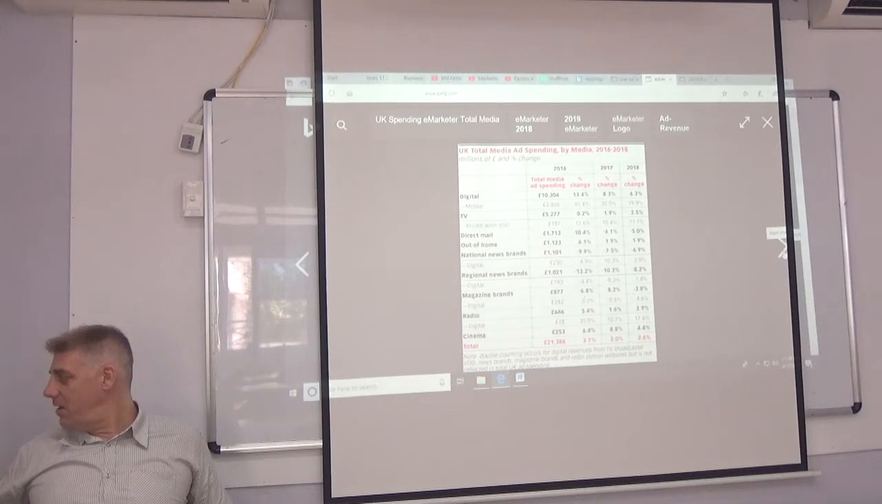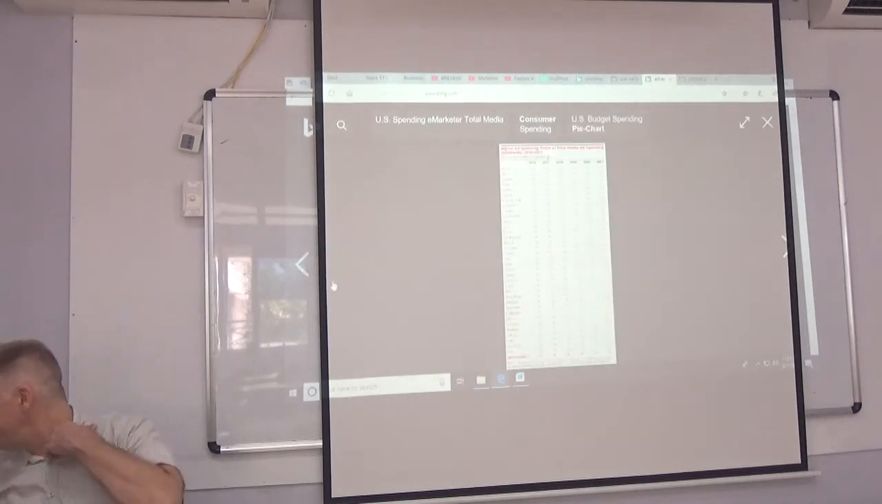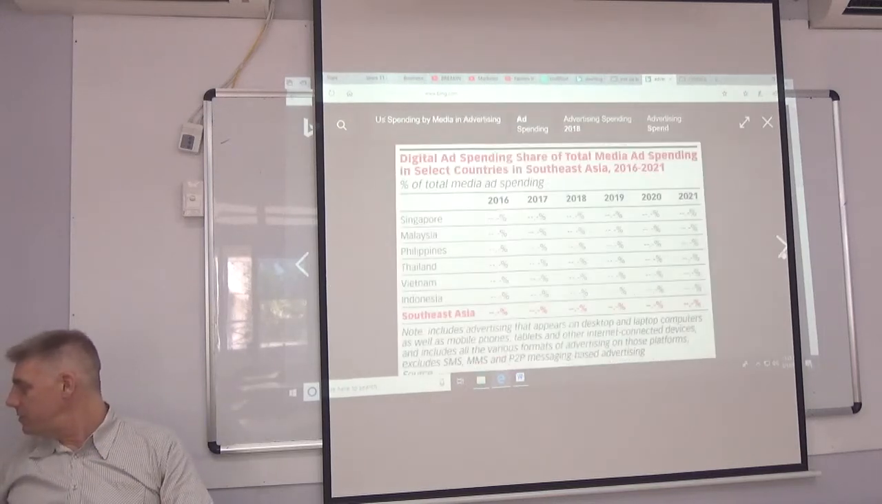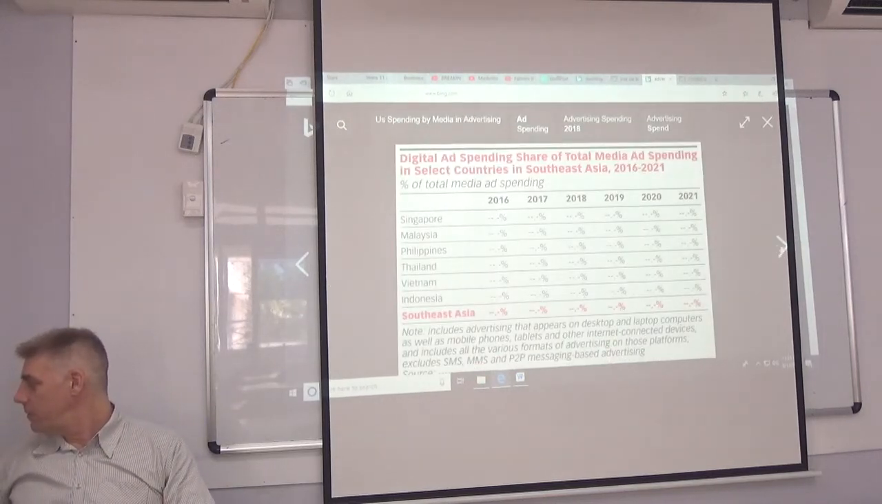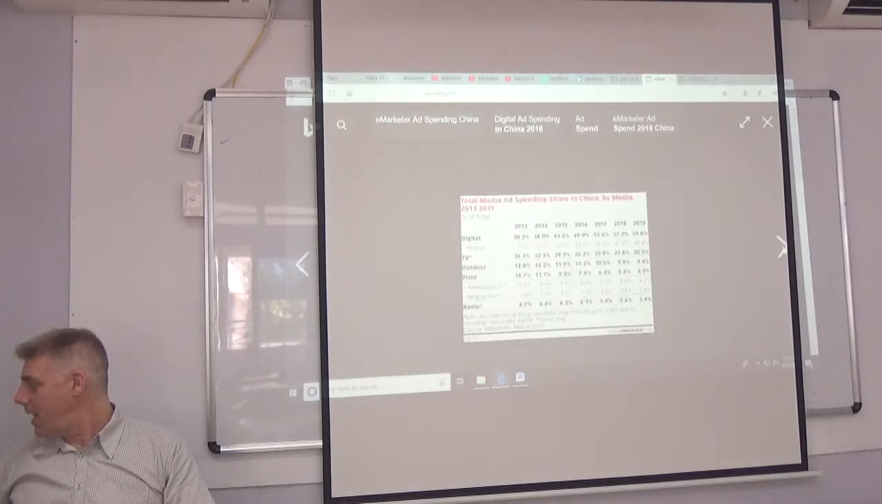In the UK, they still have cinema advertising. The percentage for mobile devices is 30%. What's this? Chinese advertising is over, mobile is already half in China.